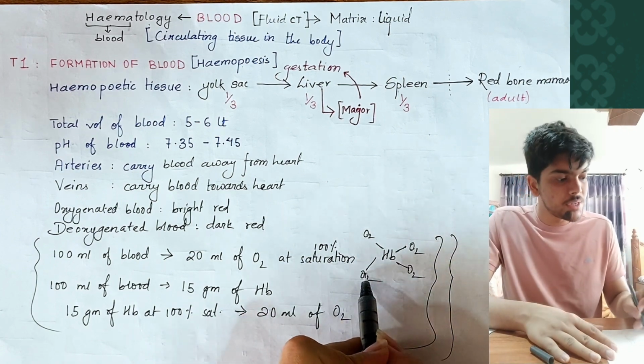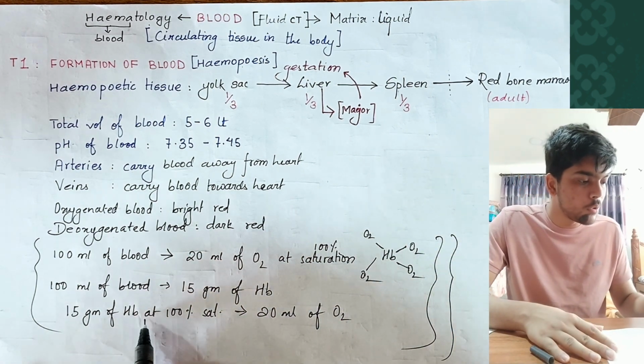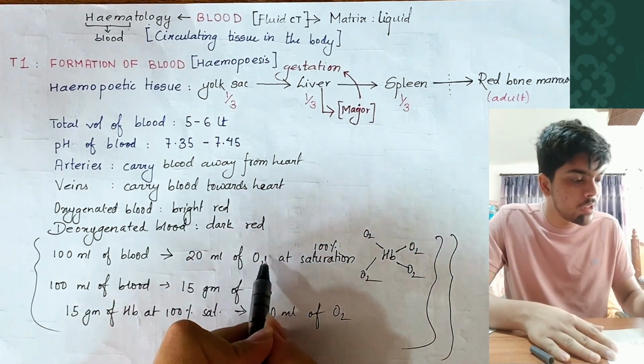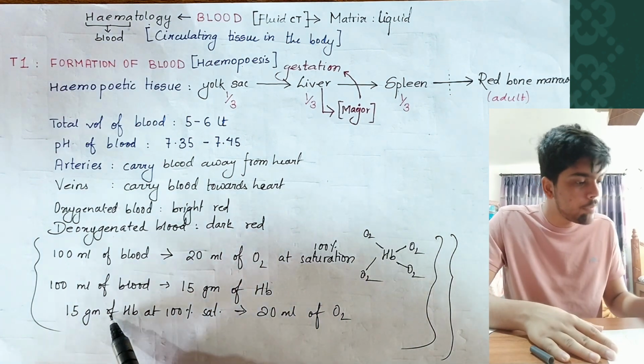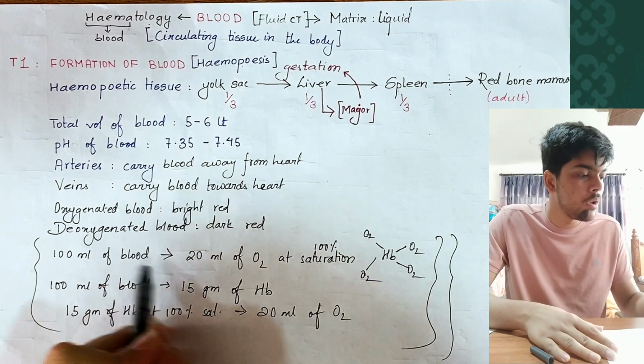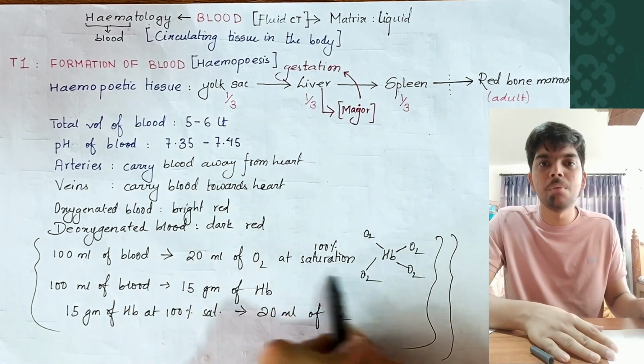In that particular condition, 15 gram of hemoglobin contains 20 ml of oxygen, because both 15 gram of hemoglobin and 20 ml of oxygen are present in 100 ml of blood when it's saturated 100%.